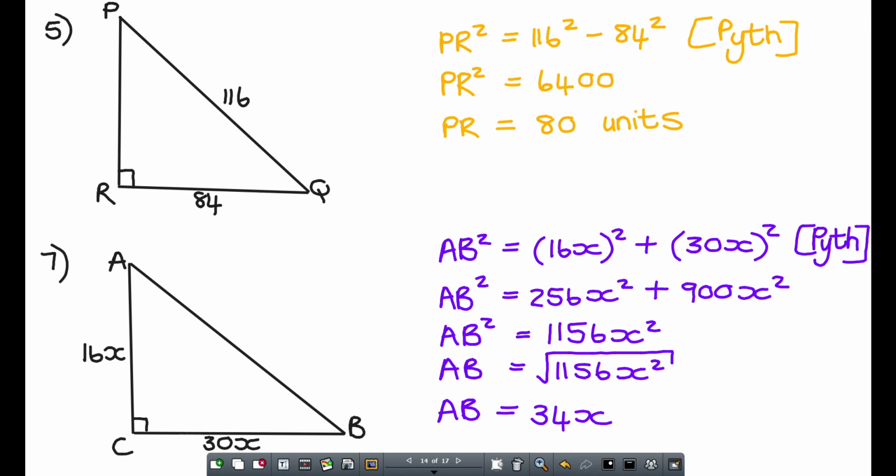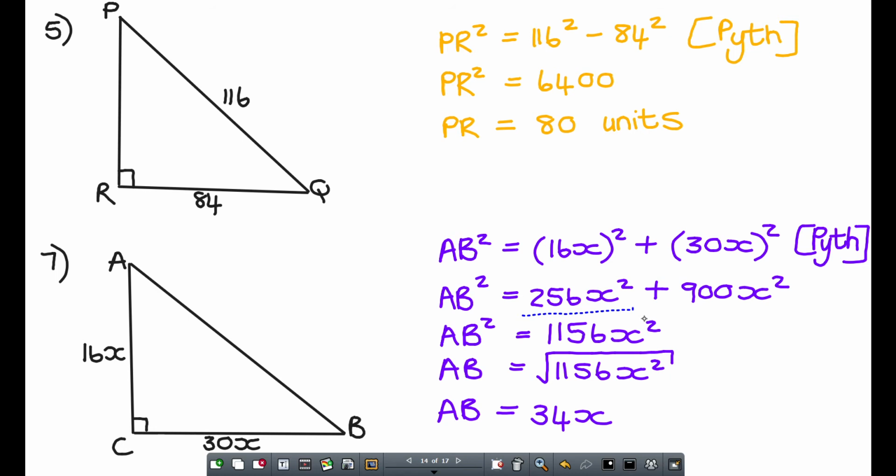Okay, then the last one, 7. This one was a bit more tricky because instead of giving you just the number, they give you the number and an unknown. So I haven't got the hypotenuse, so I had to add these 2 short sides. So you'll see 16 squared plus 30 squared, but I put them in brackets because it's not just the number that must be squared. That x must also be squared. So 16x squared, that whole thing will be 256 x to the power of 2.